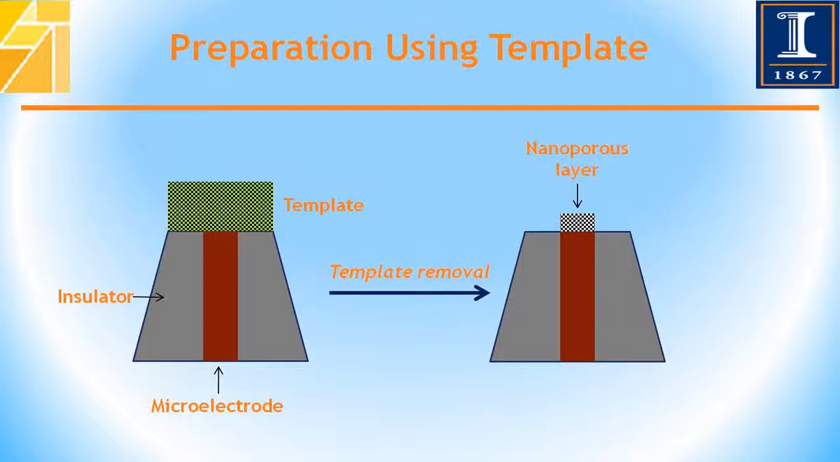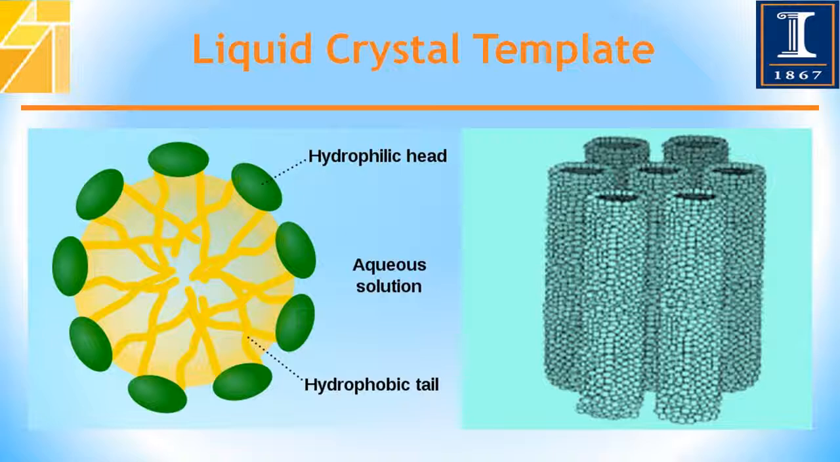For the preparation of microelectrode, we normally use a template approach. The first step is the growth of nanoporous material into the template. After removing the template, we get a nanoporous layer. The template we use is a liquid crystal.